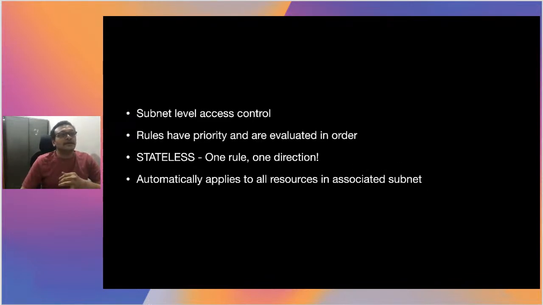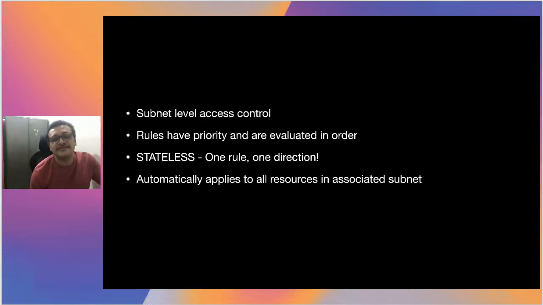So, a security group applies at an instance or a resource level, right? A NACL applies at a subnet level. Now, rules have priority and they are evaluated in that order. A rule's priority starts from 1 and goes up, and they are evaluated in that order.